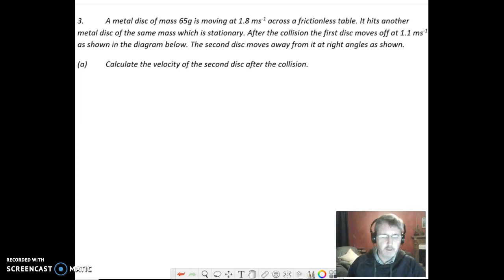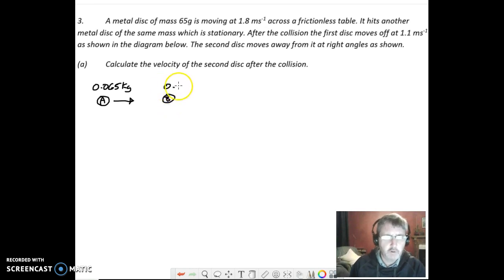It has a mass of 0.065 kilograms or 65 grams, and it's moving at 1.8 meters per second across the table. It hits another metal disc of the same mass, which is stationary. So, let's draw this. I'm going to draw these two discs. Here is one moving towards the other, 0.065 kgs. I'm going to call this A just to clarify things. And then we've got B over here, and it's stationary.